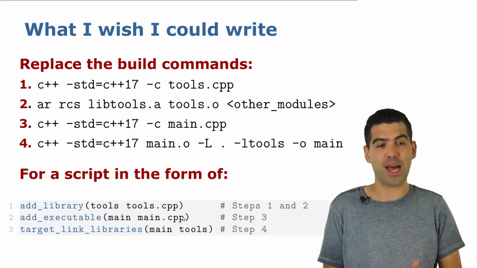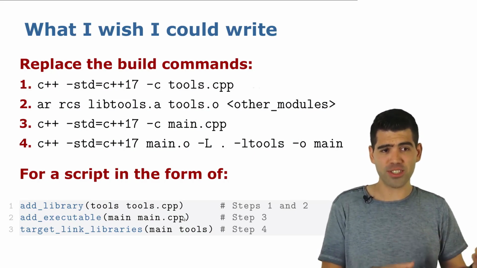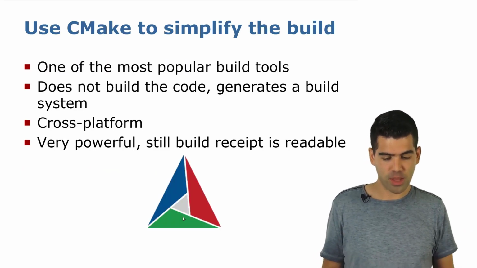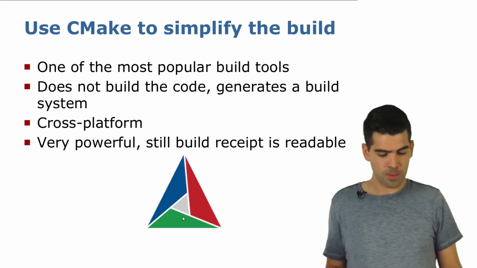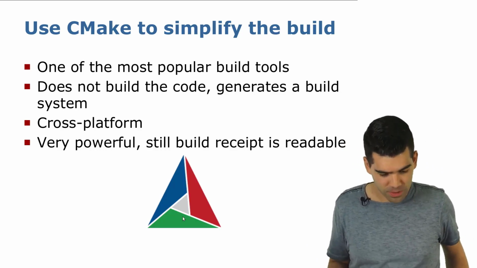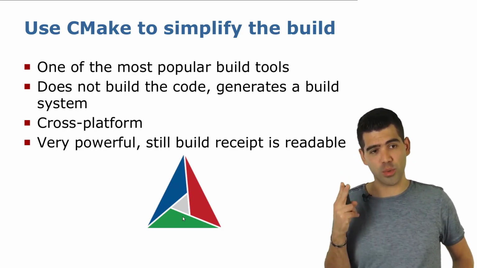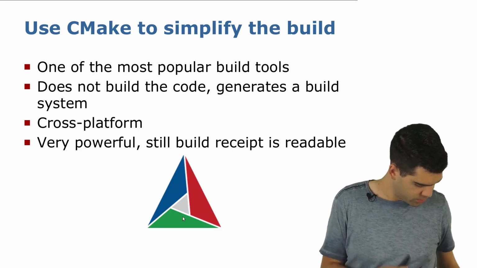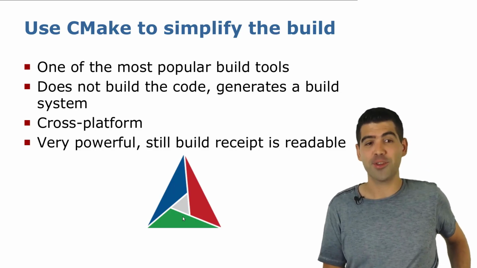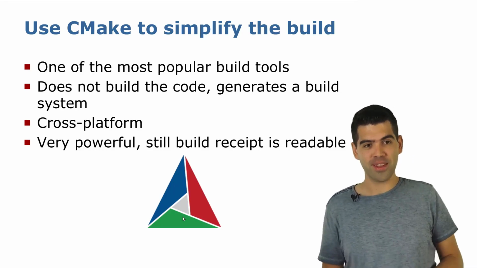So basically you can automate these 4 lines of shell script with a really simple recipe for CMake. CMake will simplify your build. It's one of the most popular build tools out there. It does not build your code. So keep in mind that you will always need to do 2 steps. When you run CMake, first you are going to generate the build system, and then you're going to build it. So it's always 2 steps, and keep this in mind.